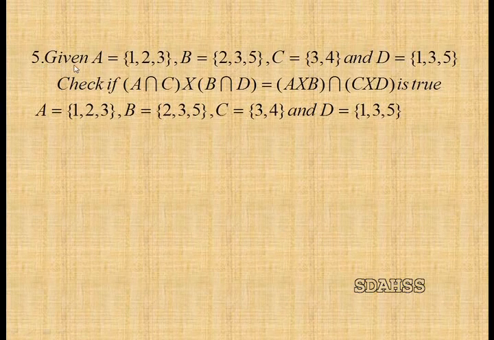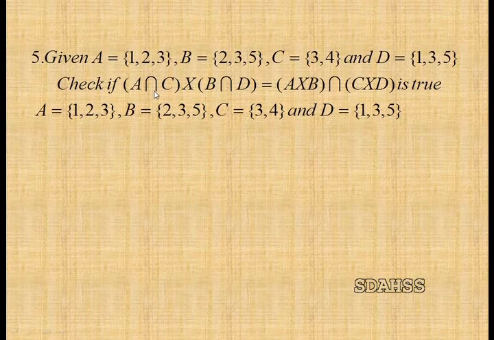Fifth sum. Given A is equal to the set {1, 2, 3}, B is equal to the set {2, 3, 5}, C is equal to the set {3, 4} and D is equal to the set {1, 3, 5}. Check if (A intersection C) cross (B intersection D) is equal to (A cross B) intersection (C cross D) is true. Here 4 sets are given. We want to check whether this is true.